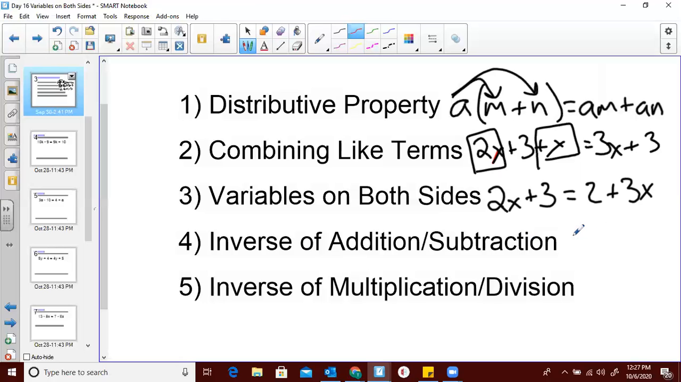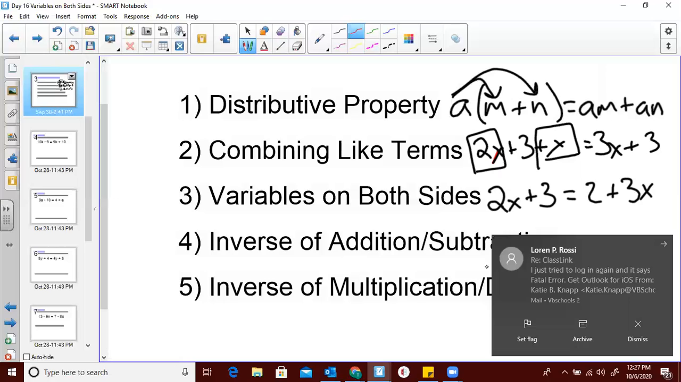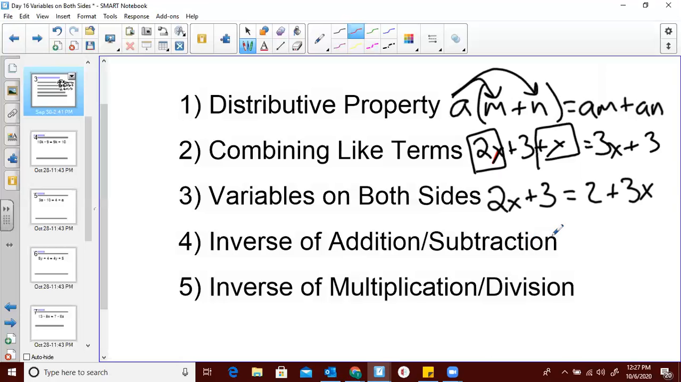That's when we get to those two-step equations that you guys should have no problem with when we get there. That's just making sure that we know the inverse of addition is subtraction and vice versa. The inverse of multiplication is division and vice versa.